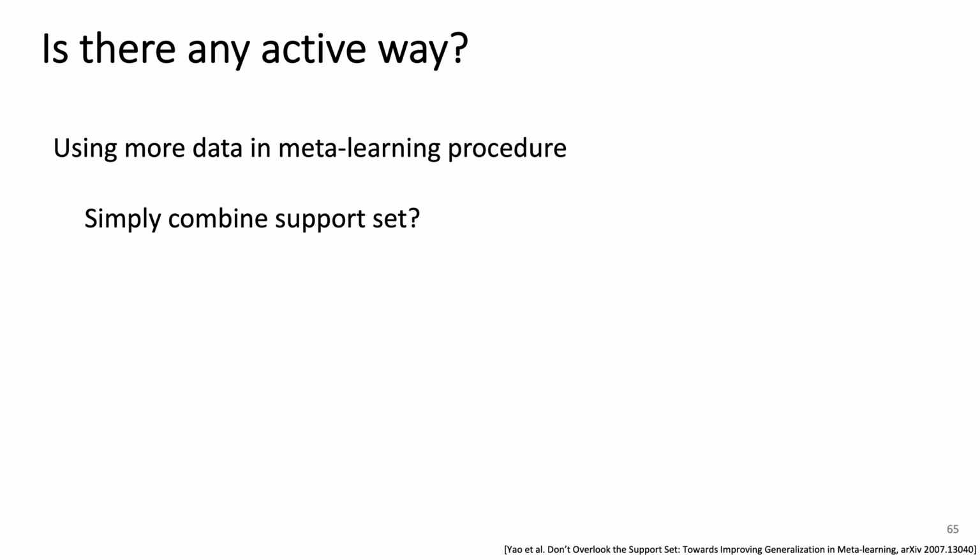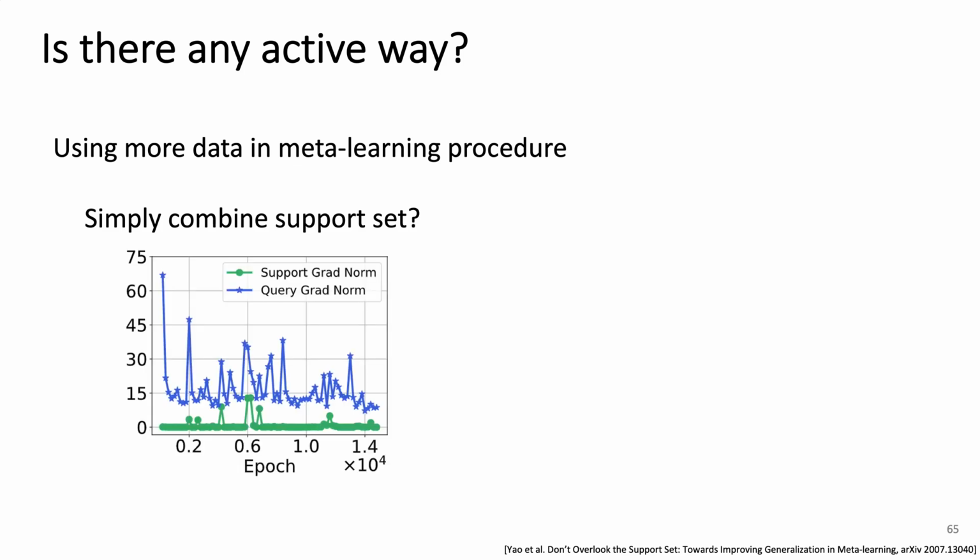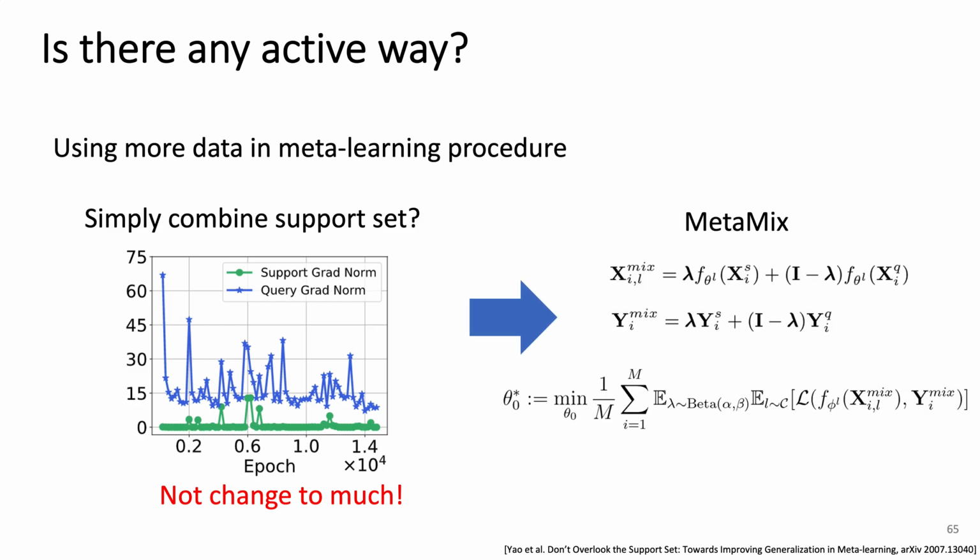A simple way is to just combine the support set and the query set for the outer loop optimization. However, things may be difficult because we can see that the support gradient norm and the query gradient norm are totally different. The support gradient norm is very, very small during the learning process, so it is very hard to learn a better one. Thus, if we simply combine the support set, things will not change too much.